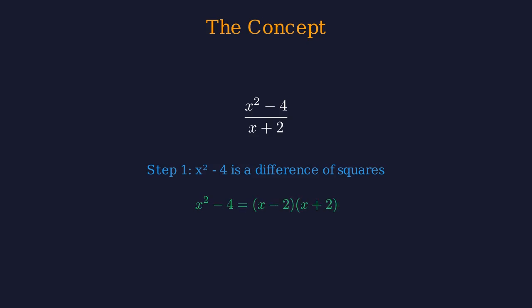Step by step. Let's start with something simple. Simplify x squared minus 4 over x plus 2. First observation, x squared minus 4 is a difference of squares. That means x squared minus 4 equals x minus 2 times x plus 2. So rewrite the fraction as x minus 2 times x plus 2 over x plus 2. Now you can cancel the common factor x plus 2 because it multiplies the whole numerator and the whole denominator. The result is x minus 2.